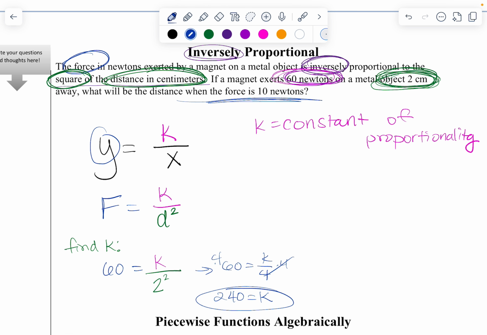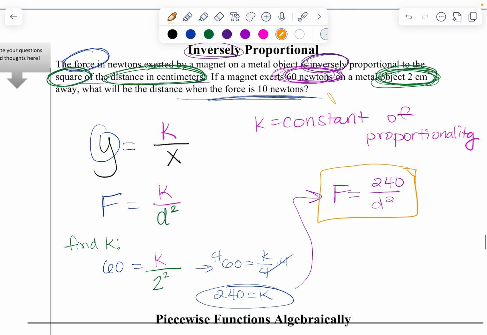So we're going to use this to write the equation, okay? We know F equals k, our constant of proportionality, which we found is exactly 240, divided by d squared. So this is our actual force equation for this specific case.